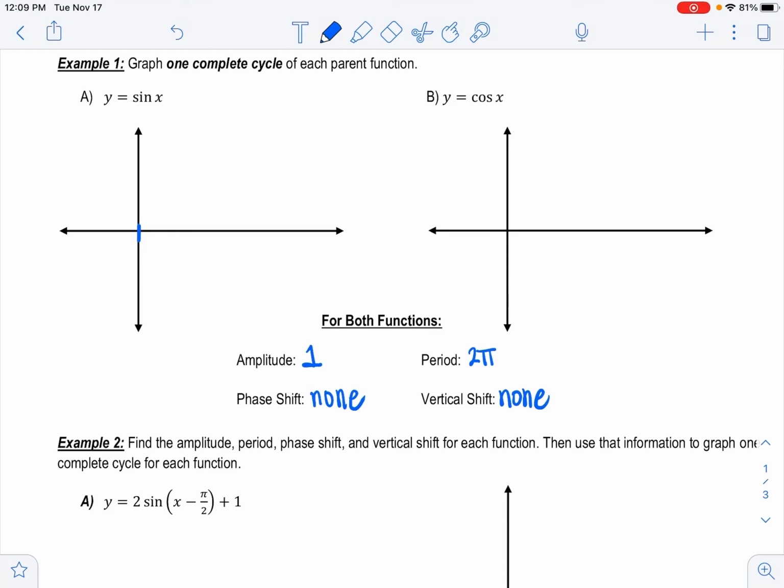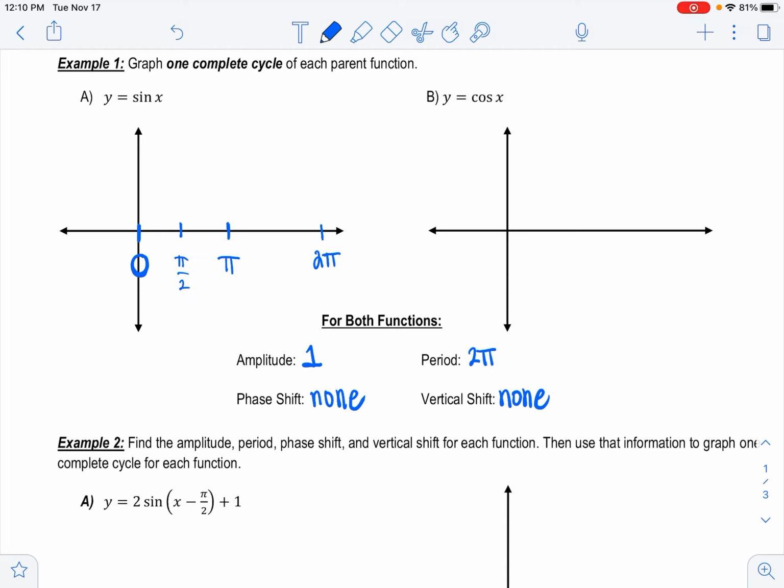Okay, so if there's no phase shift, my first tick mark that I'm going to make is going to be at 0. Then I need to know the length of the cycle. The length of the cycle is 2 pi. So I'm going to go from 0 to 2 pi. That's my last tick mark. You're going to have 5 tick marks total. Now I need the tick mark directly in between. So what's directly in between 0 and 2 pi? That's pi.